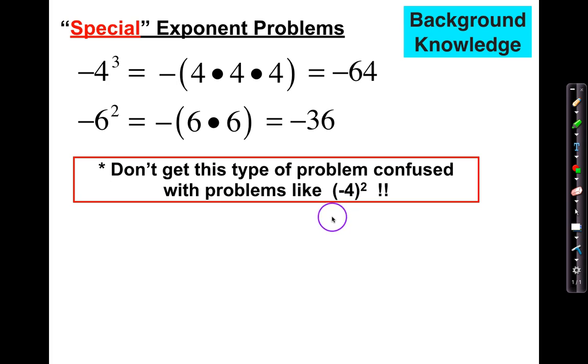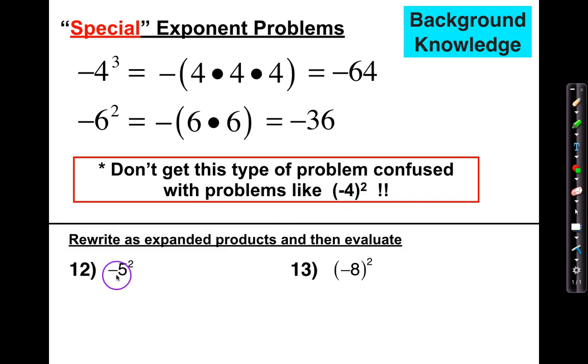Now, one thing we have to really make sure we remember is the difference between the special exponent problems, where we need to make sure we read it correctly. Here, it's the opposite of 4 cubed. The opposite of 6 squared. Unlike this, when there's parentheses surrounding the base, this would be considered negative 4 squared.